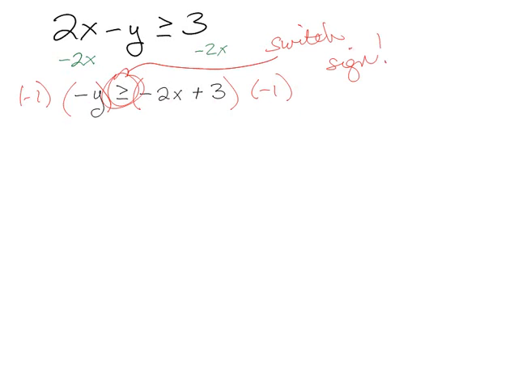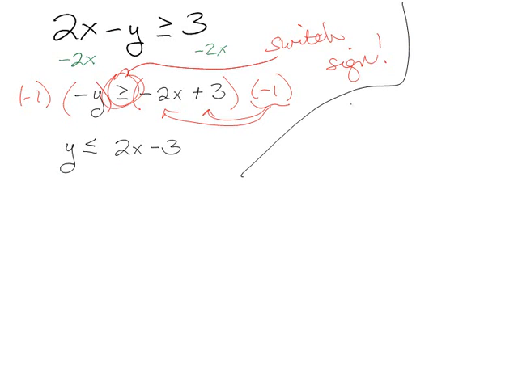Okay? I'll do an example of why in a sec, but take my word for a second. So we have to switch the sign. Negative 1 times negative y gives me that positive y I want, and I have to switch the sign. Then I've got 2x minus 3, because I apply the negative to everything. So I get y is less than or equal to 2x minus 3.